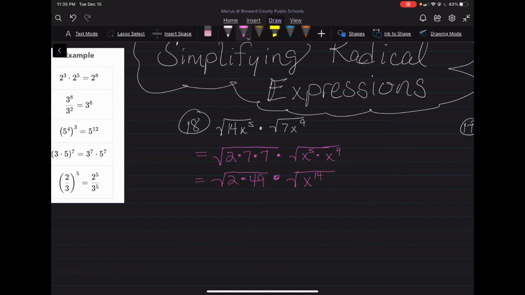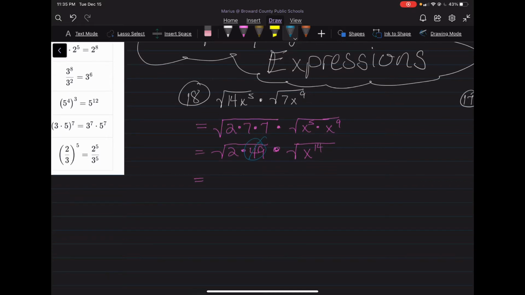Now, after that, we just continue to evaluate, and the square root of the perfect square here, 49, is 7. So that's going to go away and become 7 right here. And then this is still going to just be the square root of 2, times.